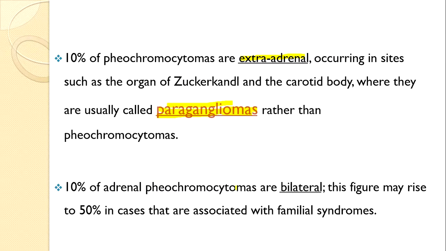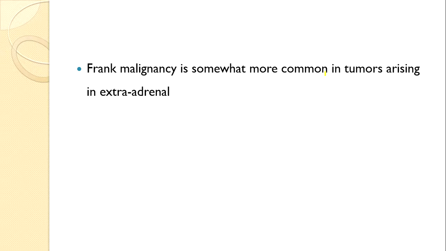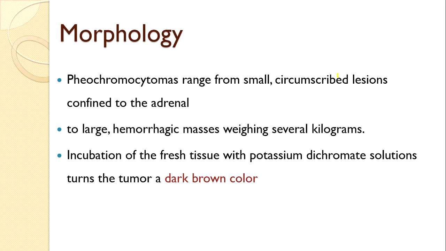10% of the adrenal pheochromocytomas are bilateral. And malignancy is more common in the extra-adrenal paragangliomas. Morphology, they range from small circumscribed lesions to large hemorrhagic masses. And there is an important differentiating point that if the fresh tissue is treated with potassium dichromate solution, the tumor turns dark brown. It is due to the presence of granules containing catecholamines.